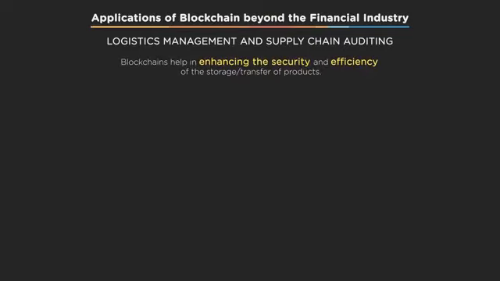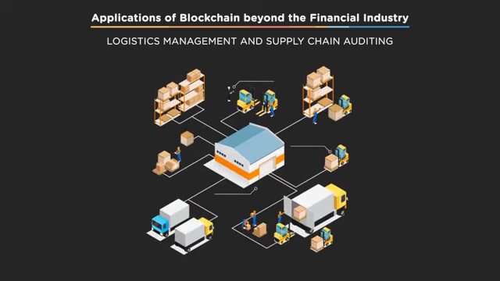Blockchains can play a very important role in enhancing the security and efficiency of the storage or transfer of products, perishable goods in particular. Right from packing and storage to quality testing and distribution, every activity can be recorded on the distributed ledger, and all concerned parties on the network will be notified about the activities.